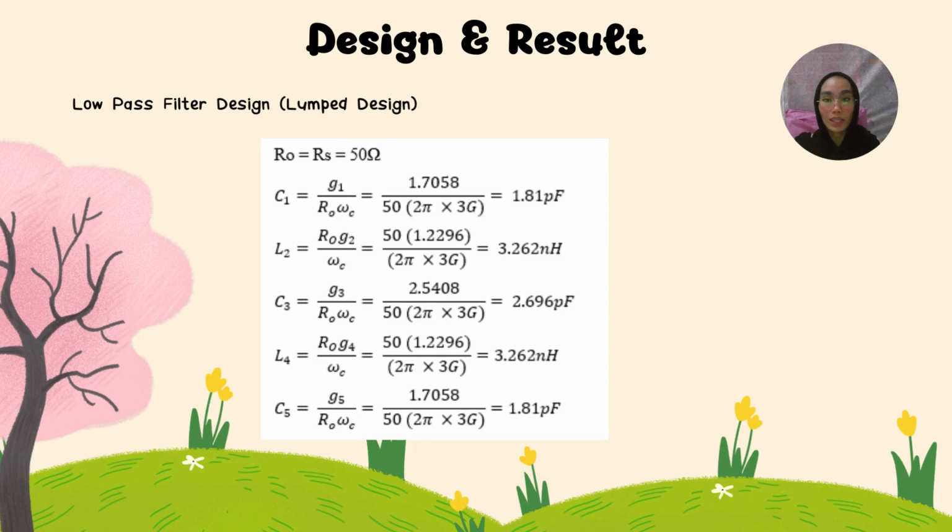Next, we need to calculate the values of the capacitors and inductors. We use Rs equals 50 ohm, and we find capacitor C1 using the value of G1, and we calculate L2 using the value of G2, and we calculate C3 using the value of G3, and L4 using the value of G4, and C5 using the value of G5.